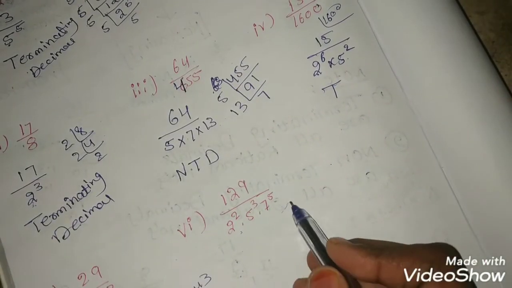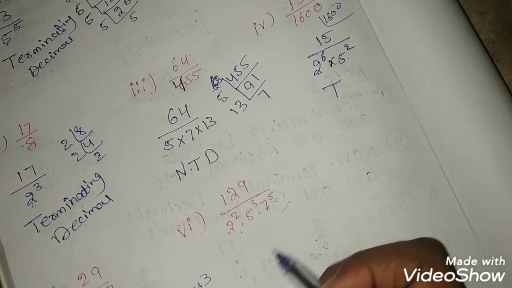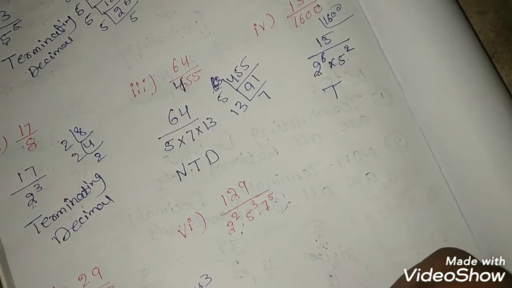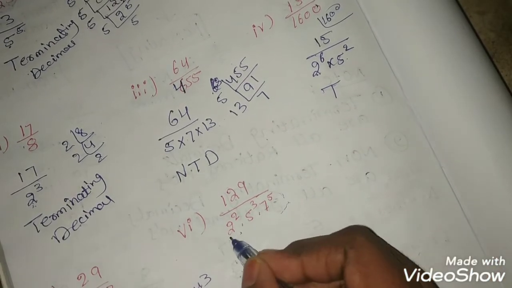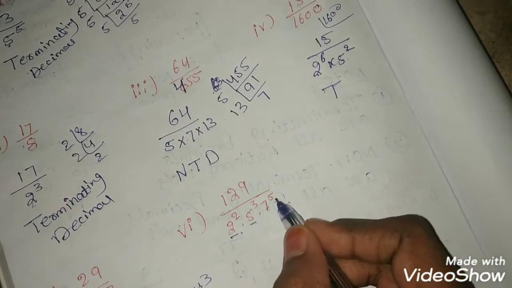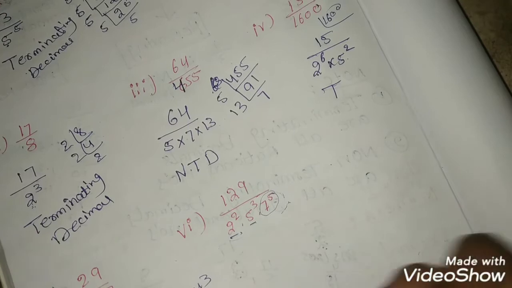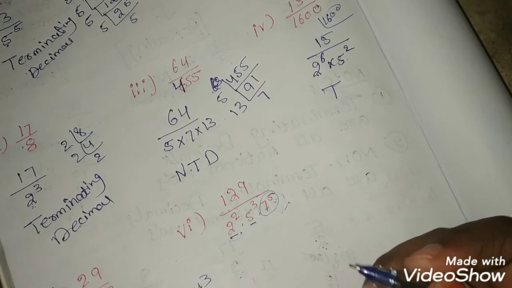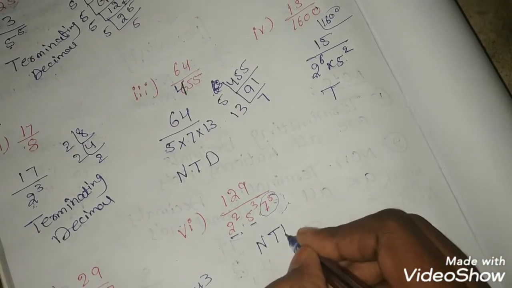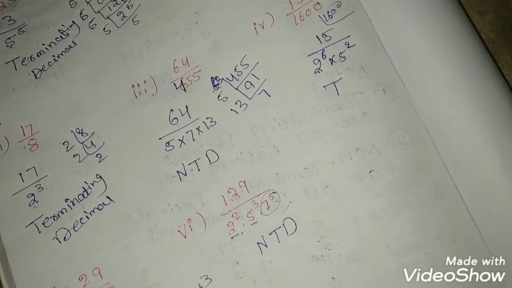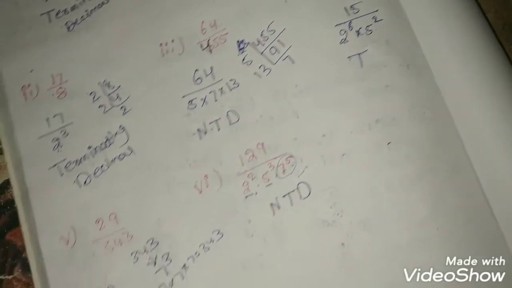Next, question C. Here, on seeing this, can we declare whether this is terminating or non-terminating? Is it right? Here 2 is present and 5 is also present, but 7 is also present. How can you say this is a terminating decimal? So easily we can say this is a non-terminating decimal. So let's go to the next question.